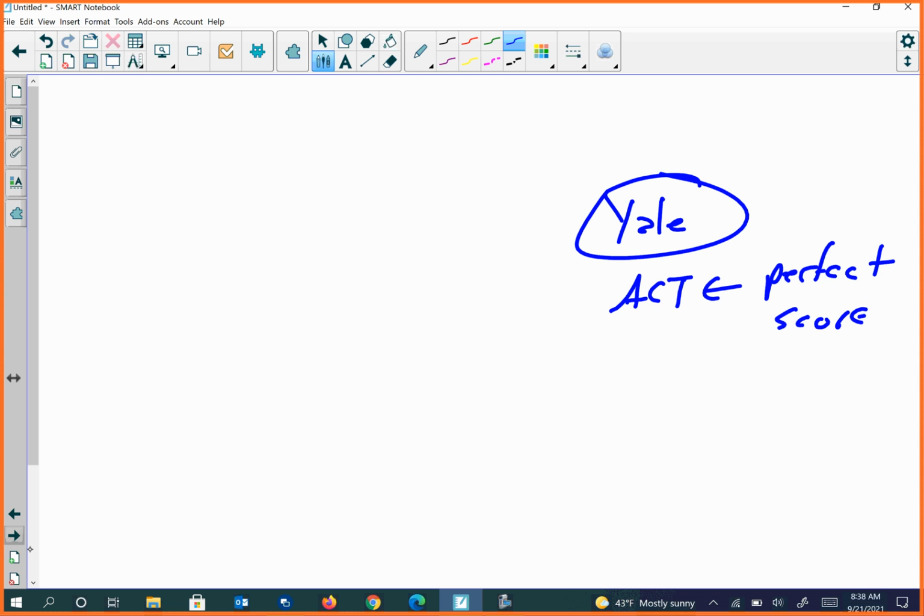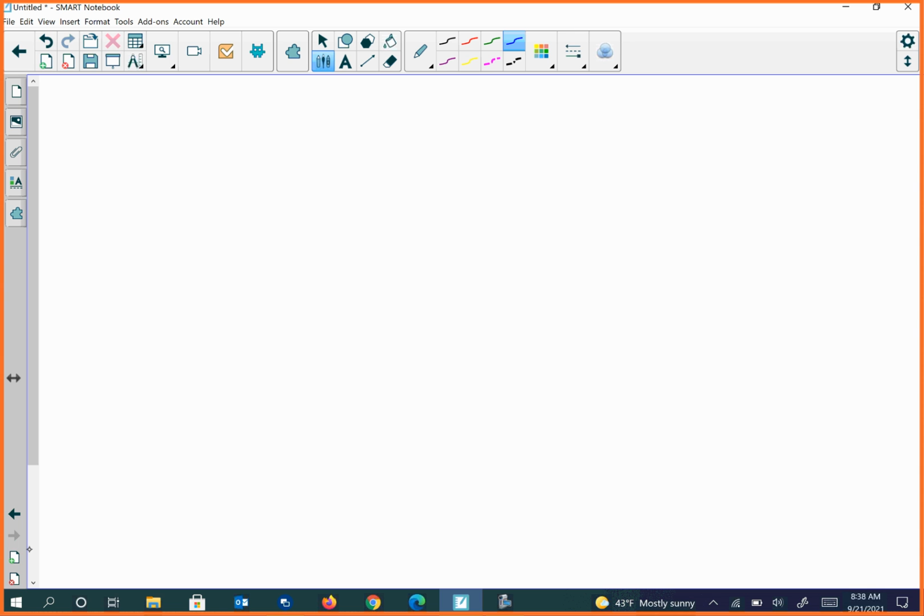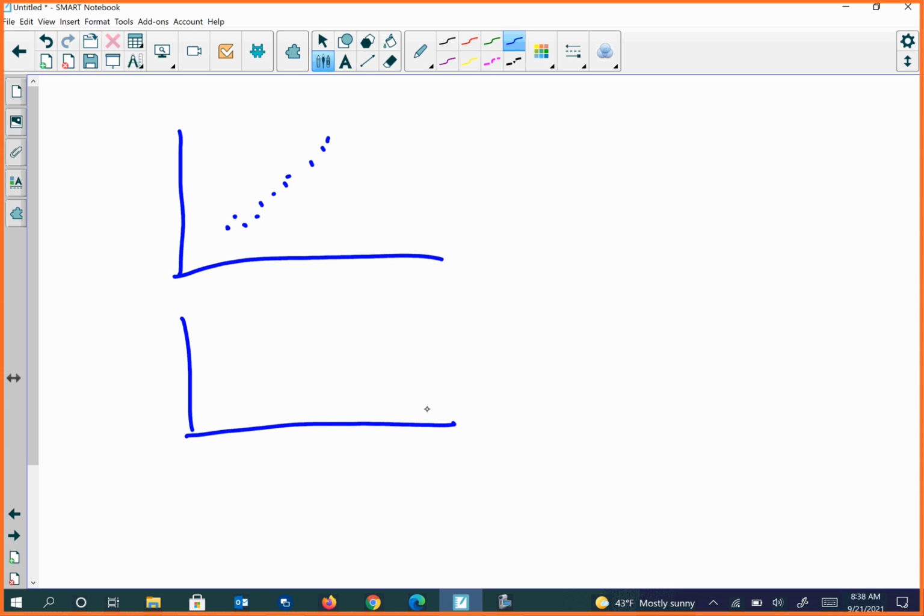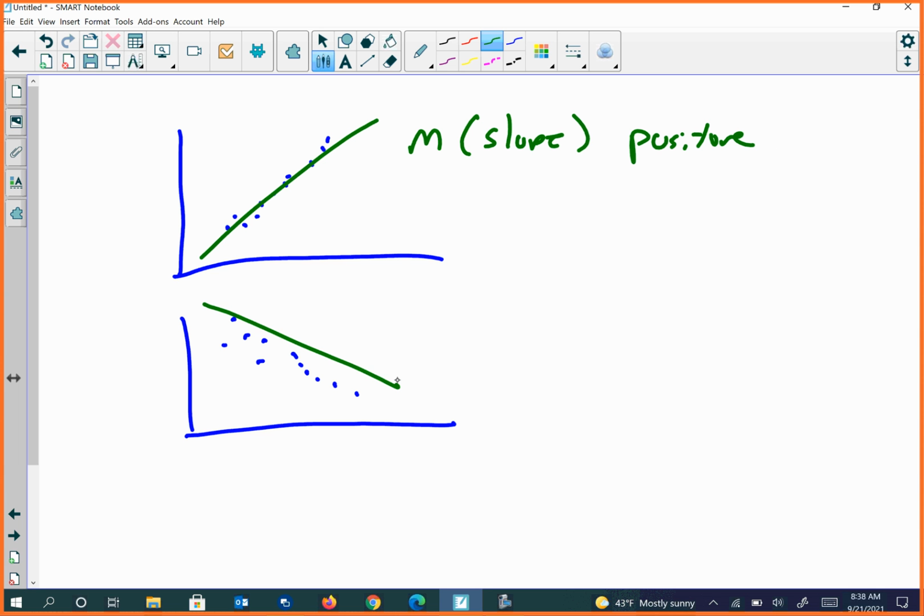So on page 30, they have different data that they have plotted, but I want to just focus on two of them. So the slope of this line would be positive, while the slope of this line of best fit would be negative.